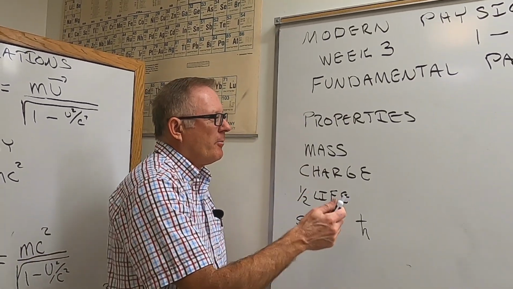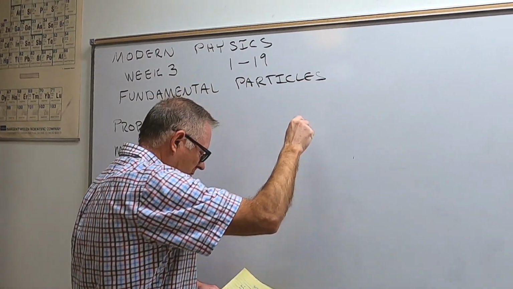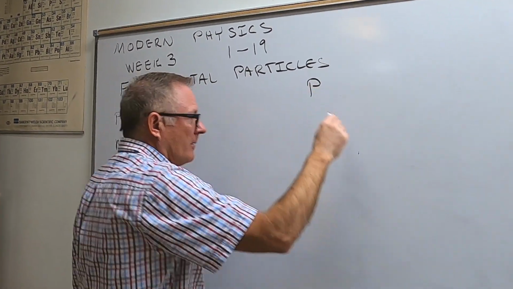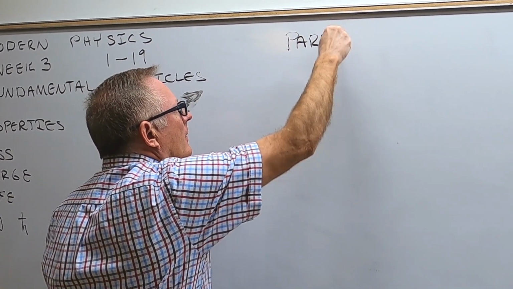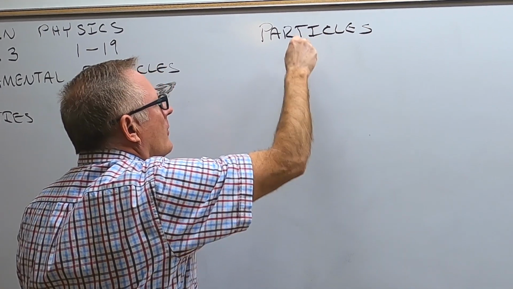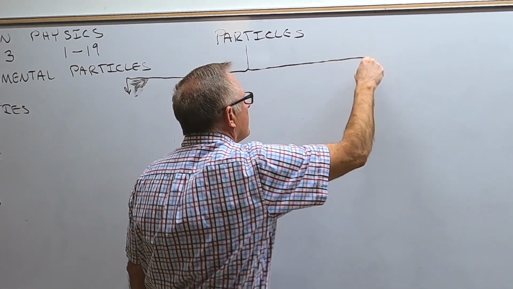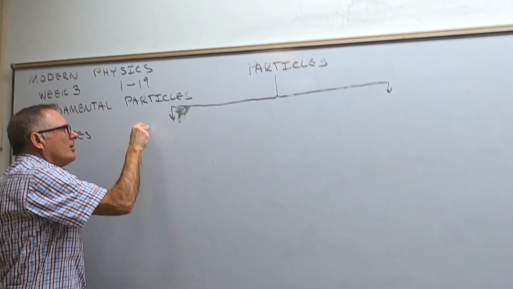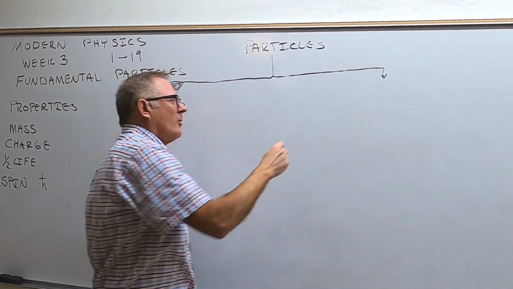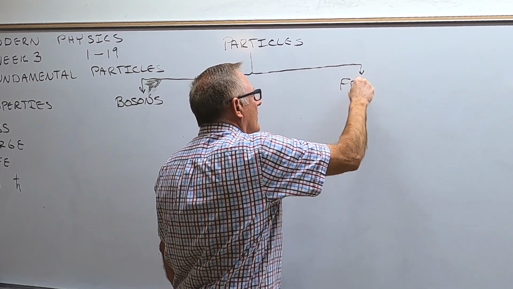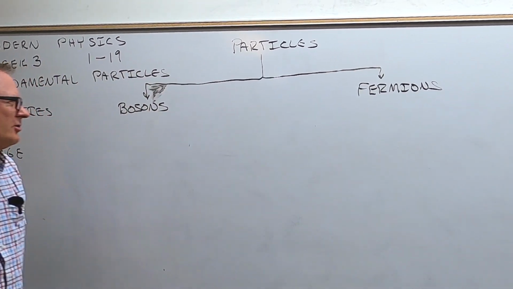So if we take all particles, we can break them up into two groups. One of them is going to be called bosons. One of them is called fermions. All particles are one of these two types.